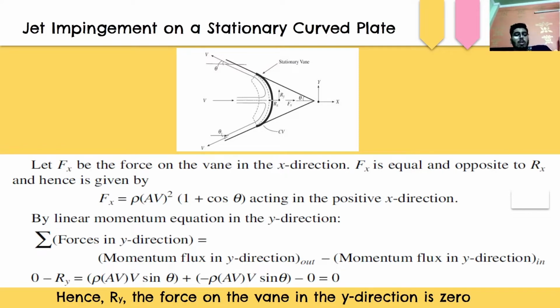the summation of forces in the y direction equals the momentum flux in the y direction out minus the momentum flux in the y direction in, which is similar to the forces in the x direction. Now Ry equals rho A v into v sin theta plus minus rho A v v sin theta minus 0, which equals 0. Hence Ry, the force on the vane in the y direction, is 0.